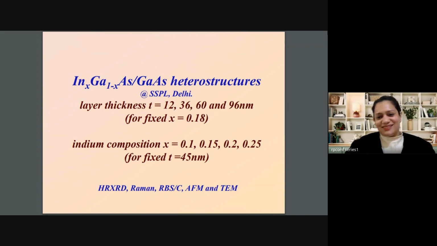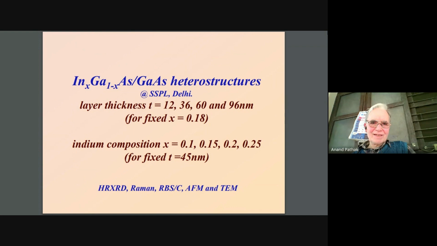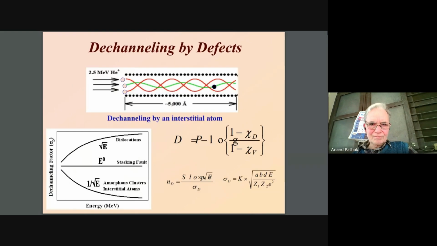Here is the example of two layers, a heterostructure with thickness T. If the thickness of the layer is small, then it is one kind of physics, and if it is large, then it is another. For example, when there are dislocations, the dechanneling is square root E type, whereas for stacking faults it is E to the 0, and for point defects it is different. So the energy dependence shows what kind of defects are there. Dechanneling by defects.